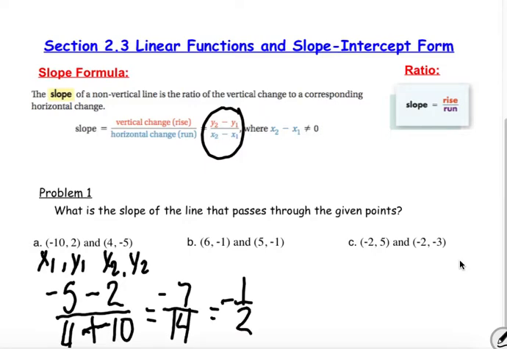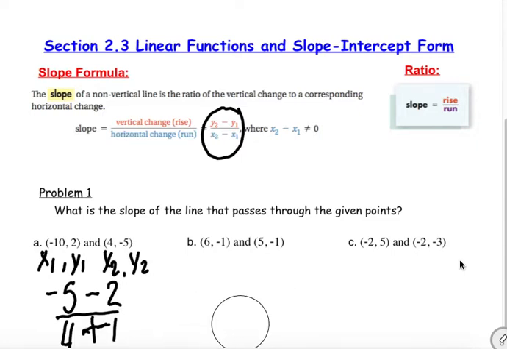Why don't you pause here and see if you can complete B and C by yourself and come back and check the answer.